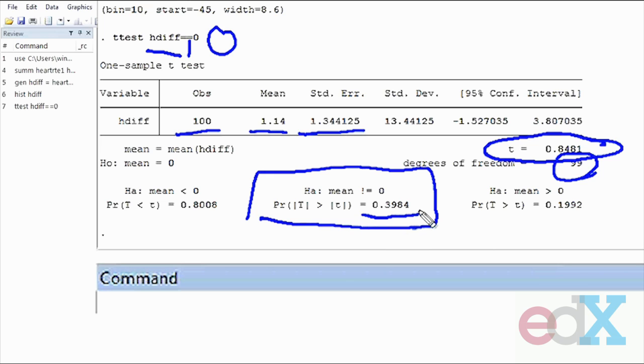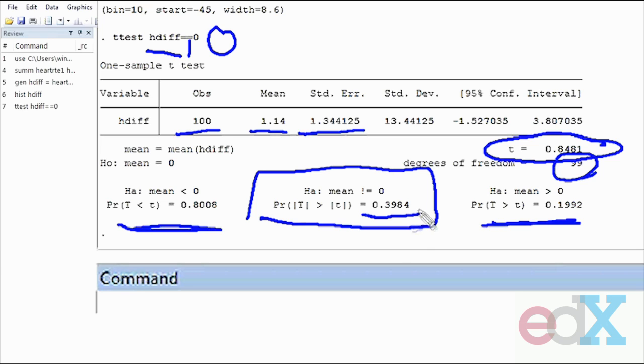And if we were doing a one-sided test, we would either look on this side or this side, depending on the direction of our alternative. But here we can see that our alternative is that the mean is not equal to 0. And that's what we want, that the mean difference is not equal to 0. So our p-value is 0.3984.